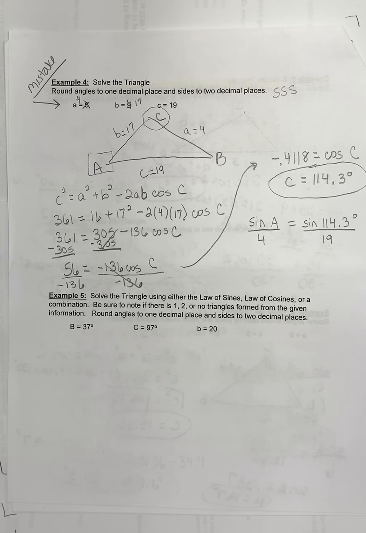Okay, so now let's go down to example 5. Example 5 says, solve the triangle using either the law of sines, the law of cosines, or a combination. Be sure to note if there is 1, 2, or no triangles formed from the given information. And then we want to round. Okay, so in this case, we don't know what we're doing, and we could even end up with that ASS case, that ambiguous case. In that situation, we would have to be really careful because we may end up with no triangles or multiple triangles. Okay, so let's see what we have.